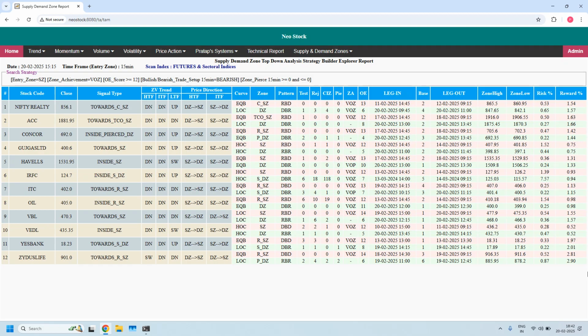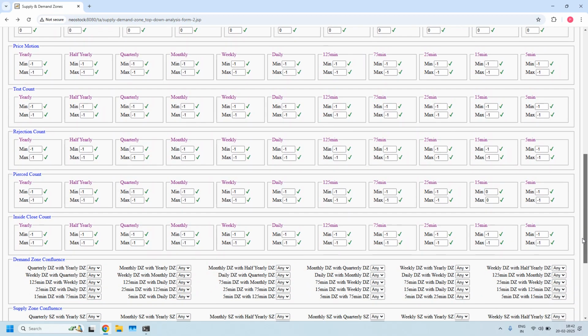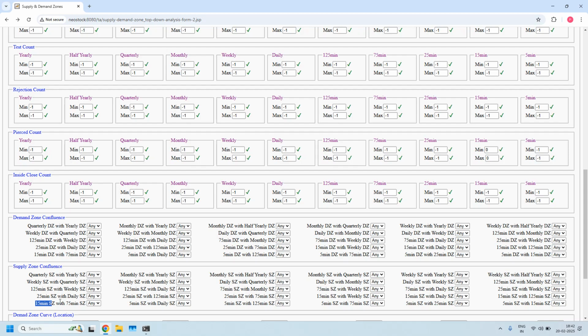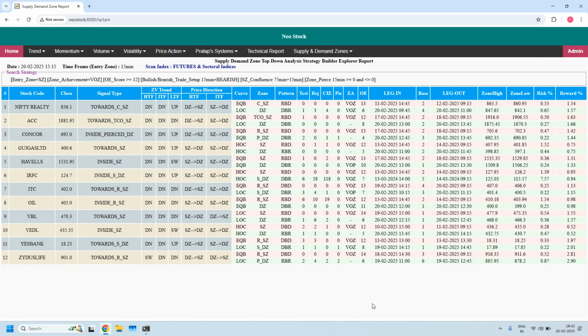First filter is LTF and ITF supply zone confluence. That is 15 minute supply zone with 75 minute supply zone confluence. So I am enabling the filter 15 minute supply zone with 75 minute supply zone confluence. With this filter, we got all the 12 stocks. That means in all these 12 stocks, these 15 minute supply zones are overlapped with 75 minute supply zone.